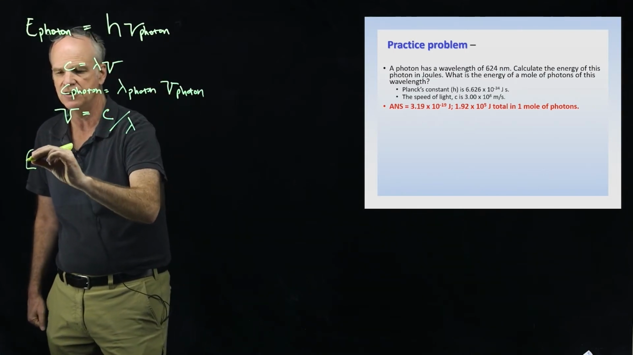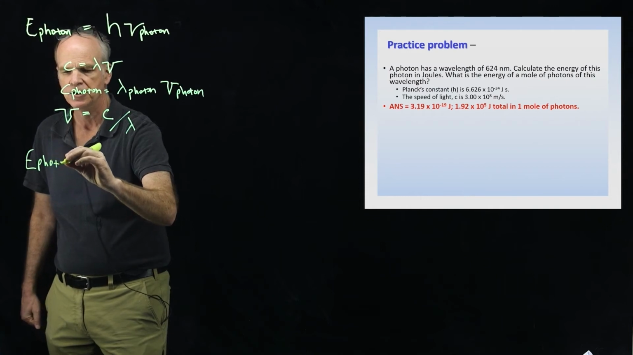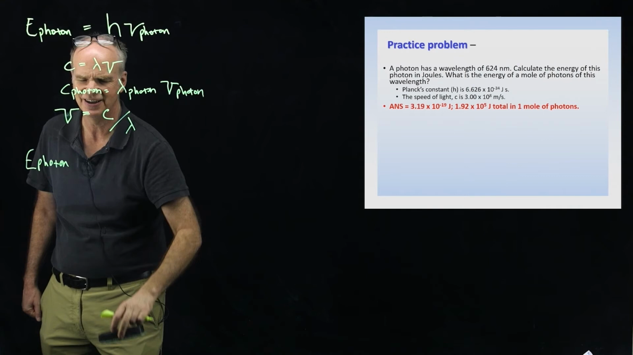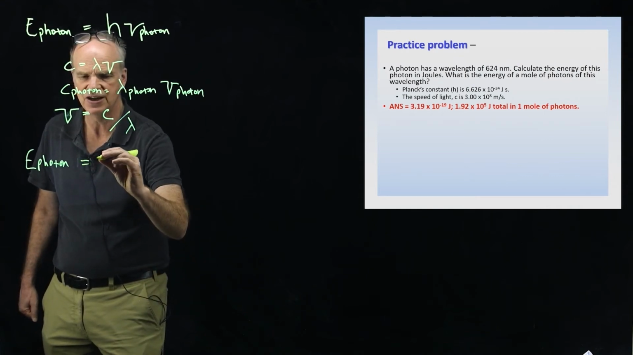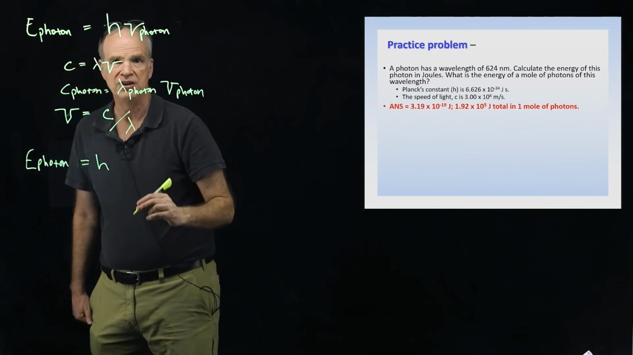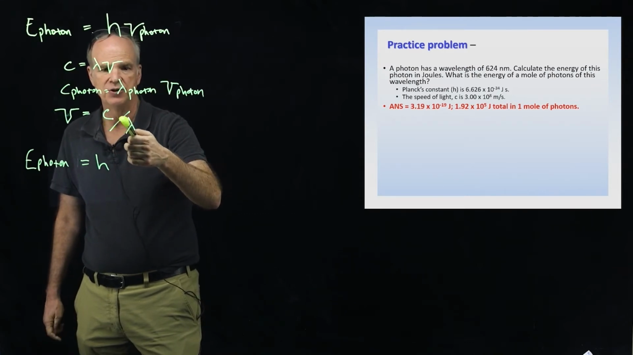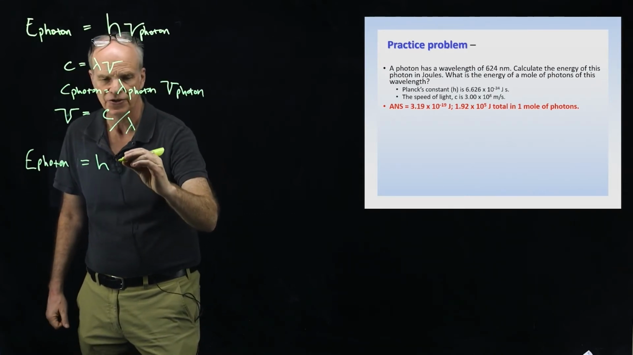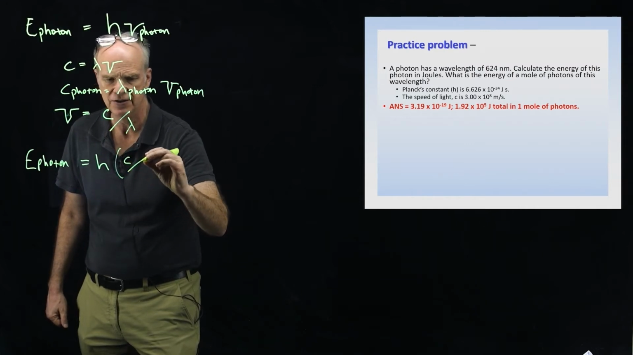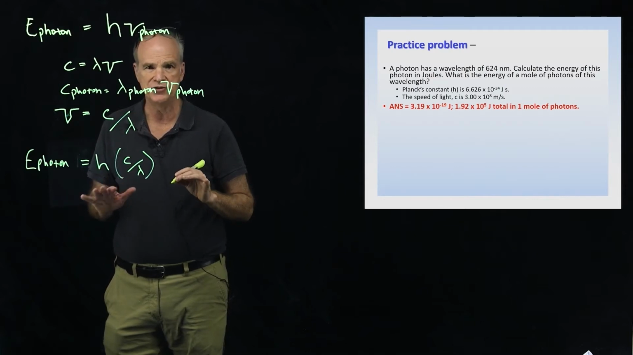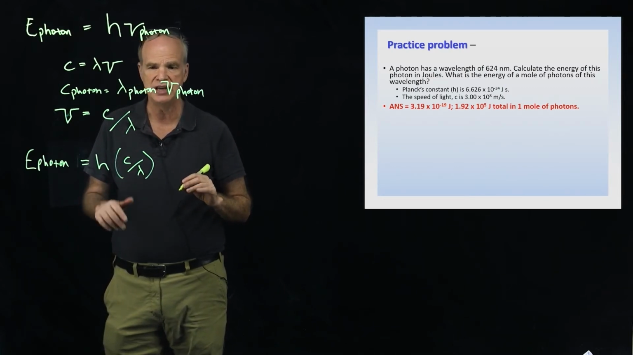So the energy of the photon is equal to Planck's constant h, and then we're going to substitute into frequency the speed of the photon divided by the wavelength of the photon. So it's going to be times c divided by wavelength of the photon. And so at this point, I think we can just plug in numbers and get the answer.